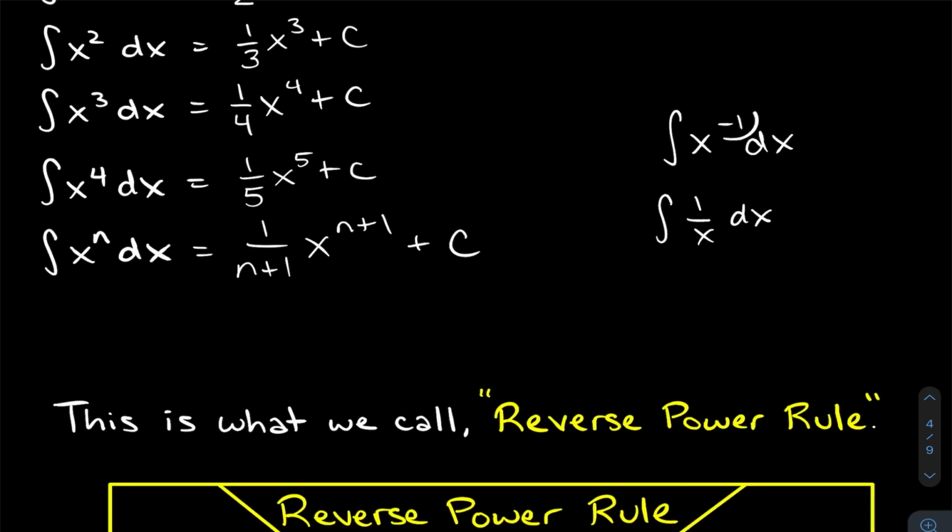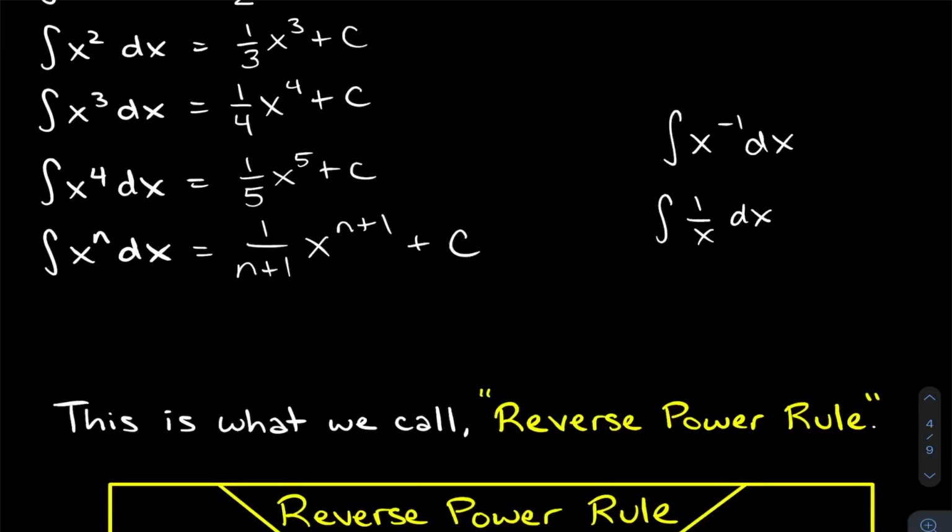And if you use the reverse power rule here, remember you increase that power by 1. And if you increase -1 by 1, you get 0. And so you get x to the 0, the x goes away because x to the 0 is just 1. So what actually is the integral of 1 over x? The derivative of what gives you 1 over x? Well, that's natural log, right?